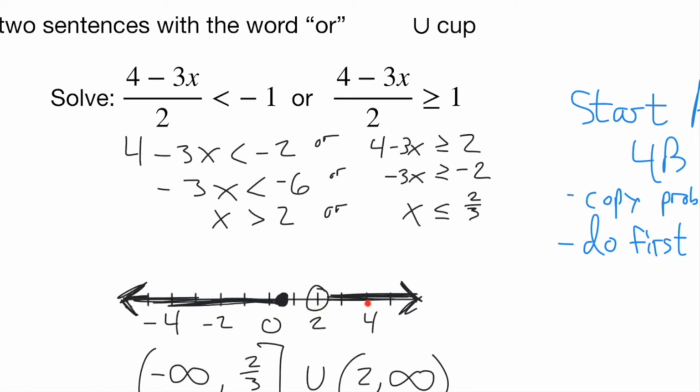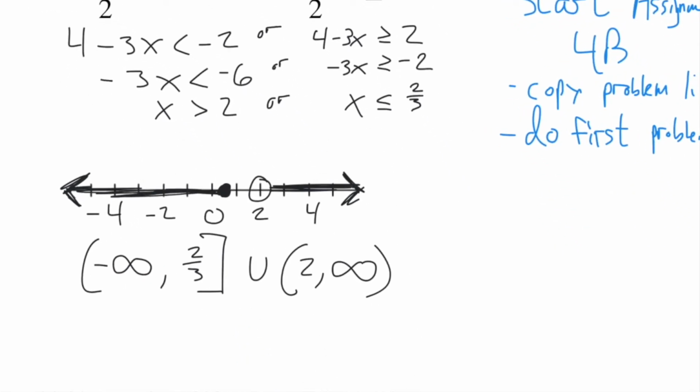Not including 2, it's all the numbers above 2. Or all the numbers that are less than or equal to -2/3. That's right about here. So you put a solid dot and you shade to the left. And that's how you describe it, here's the interval notation. From -infinity up to -2/3 is this first part, including -2/3, with a union of 2 to infinity, not including 2.